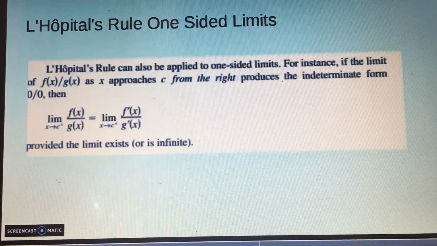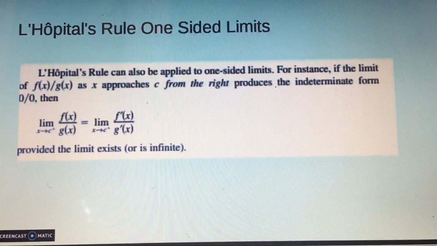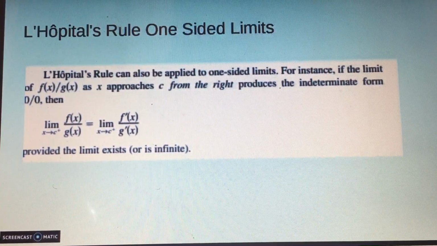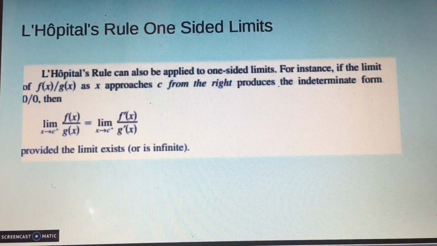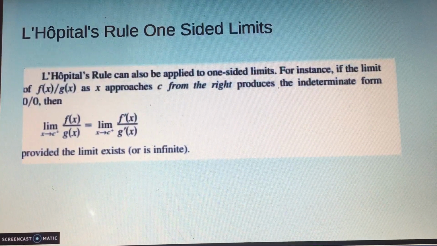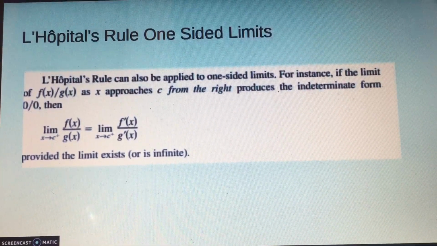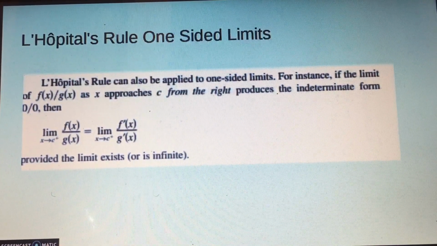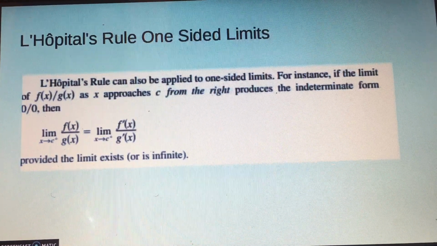L'Hopital's rule can also be applied to one-sided limits with the same criteria. As long as the limit of f of x over g of x as x approaches c from either the right or the left produces the indeterminate form of 0 over 0, or any of the other indeterminate forms of infinity over infinity or negative infinity over negative infinity, then the limit as x approaches c from the right of f of x over g of x is equal to the limit as x approaches c from the right of f prime of x over g prime of x. The same can be said from the left.